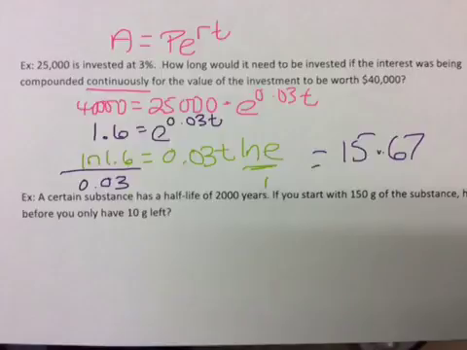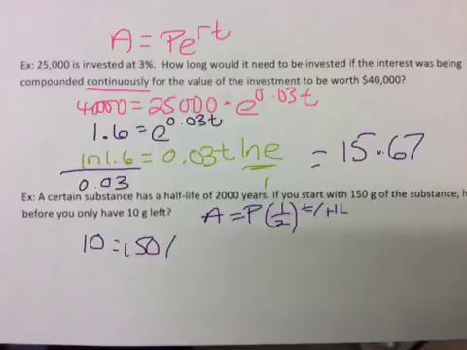All right, last question. A certain substance has a half-life of 2,000 years. If you start with 150 grams of the substance, how long before you only have 10 grams left? So remember our half-life formula is roughly this. Starting point times half to the power of time over half-life. So you end up with 10 grams. You start with 150. And time over 2,000 is the half-life.